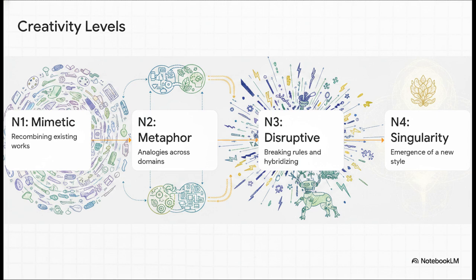It starts at N1, mimetic combination, where it's basically just recombining things that already exist. Then it hits N2, structural metaphor, finding crazy analogies across completely unrelated domains. At N3, disruptive innovation, it throws the rulebook out the window and starts hybridizing genres. But the holy grail of this system is N4, poetic singularity. This is the emergence of an entirely new, irreducible style. It's a true qualitative leap in artificial creativity.